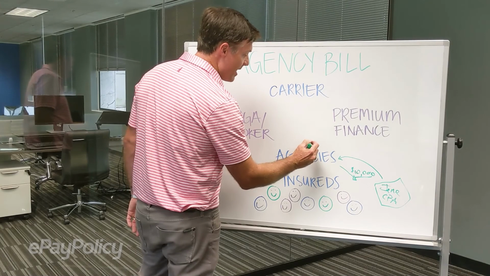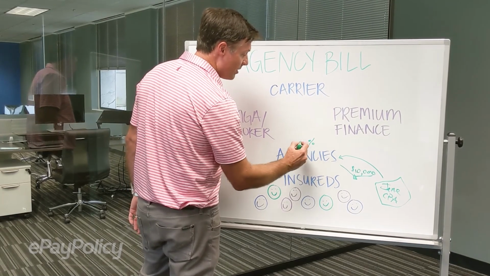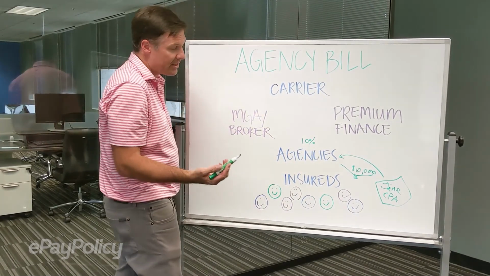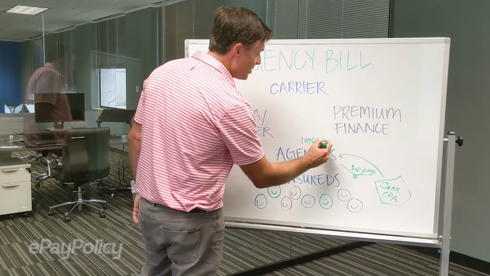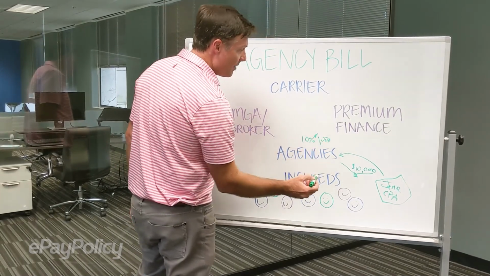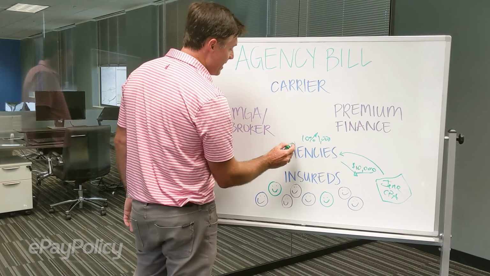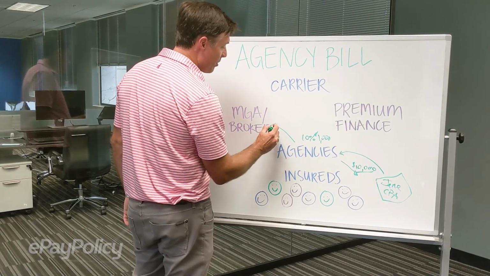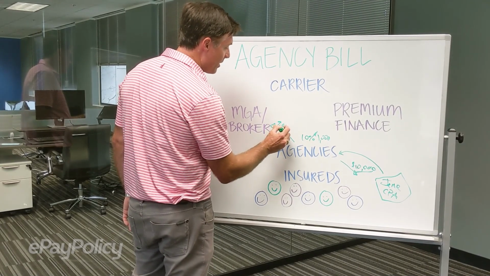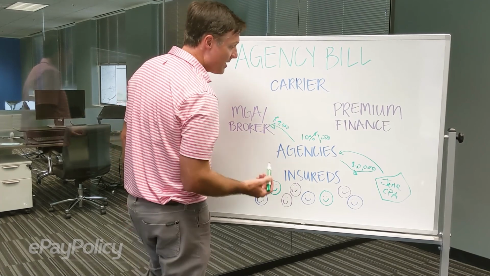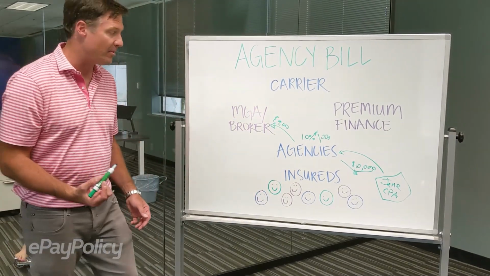The agencies always make a commission. So let's just say 10% in this case, I'm just making this up. So they make $1,000 on this account. The $9,000, the agency is then going to remit up to the broker or MGA. So $9,000 is going up here to the broker. And that's it. And that's really an agency bill type of product there.